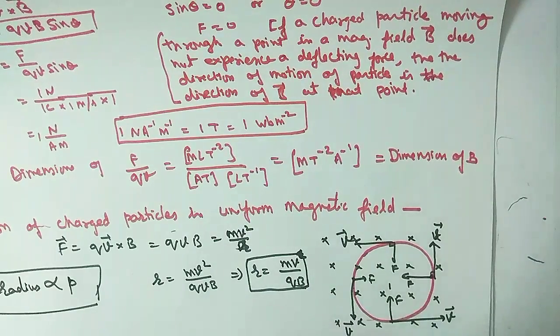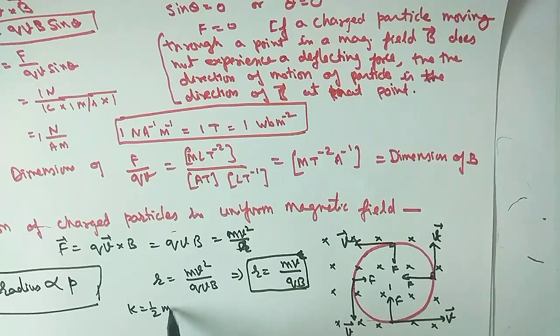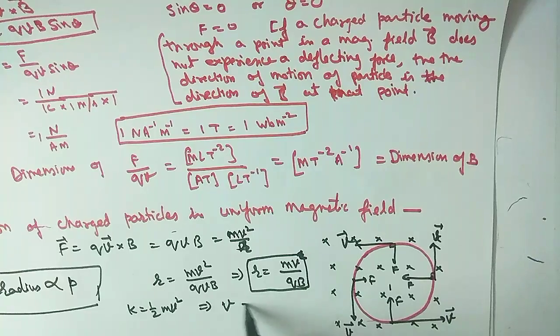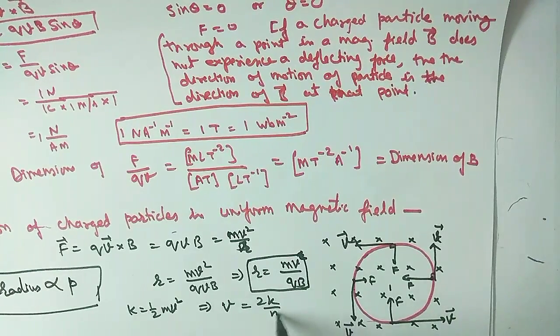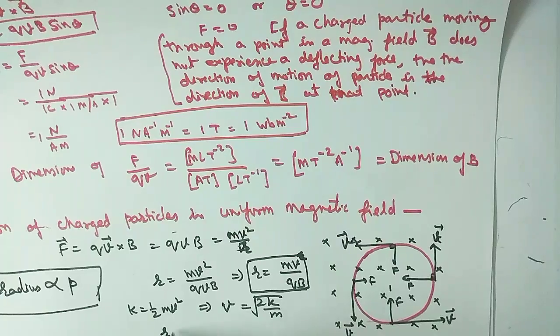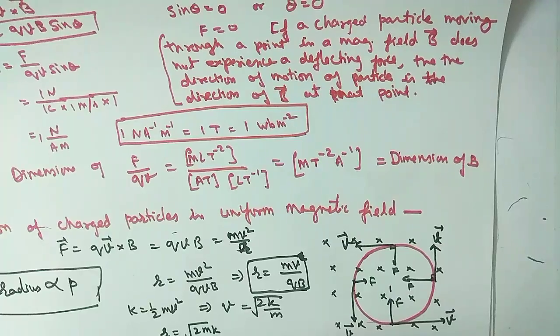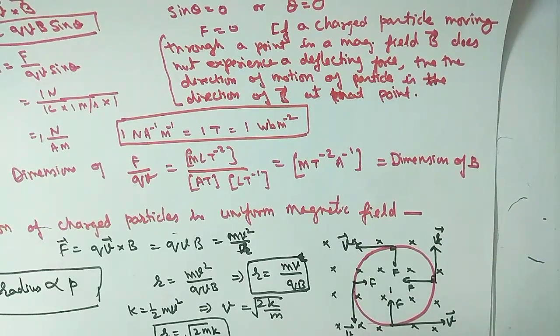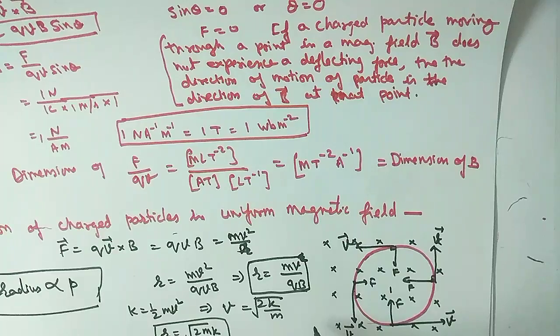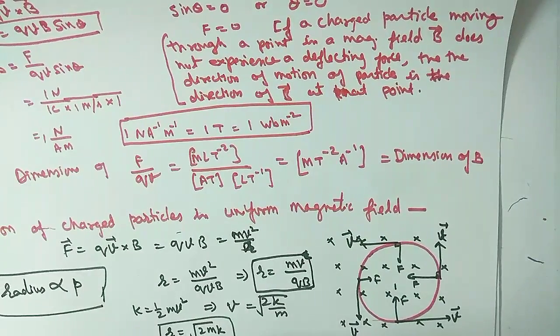You can express this in terms of the kinetic energy also. We know K is equal to half mv square, and from here we can write V is equal to under root 2K upon m. If we put this value of V here, we'll find r is equal to under root 2mK upon qB. So this is the expression for the radius in terms of the kinetic energy.